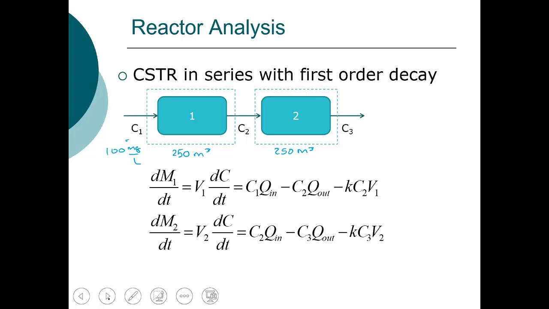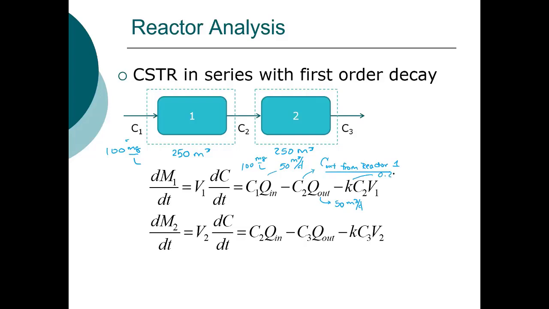So we can write two mass balances. Okay. C1 is 100 milligrams per liter. Qn is 50 cubic meters per day. C2 is C out from reactor 1. Volume is constant, so C out is the same. K, we said, was 0.25 inverse days.